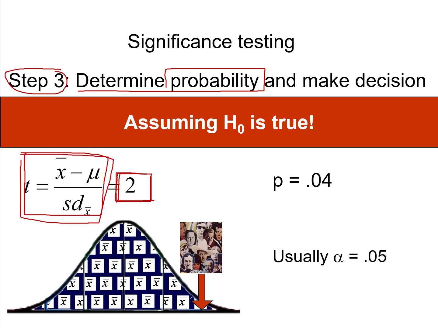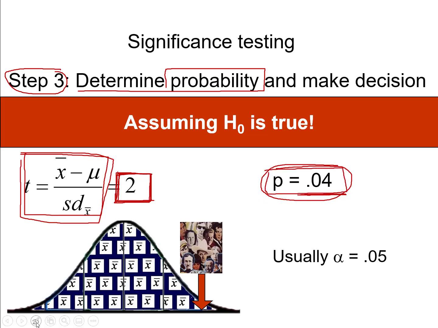But say, for example, I look up the probability of my t-value. Say I get a t-value of 2, and I look up the probability of that t-value, and my probability is 0.04. That would mean that the probability of getting a t-value this extreme, if the null hypothesis was true, is 4% or less. It would be a fairly rare occurrence. I would only get a t-value this extreme 4% of the time or less if the null hypothesis were true. That's what a p-value of 0.04 means.